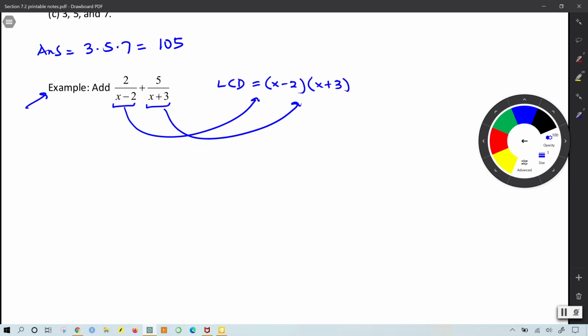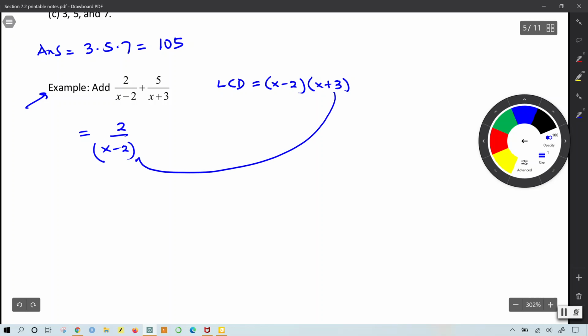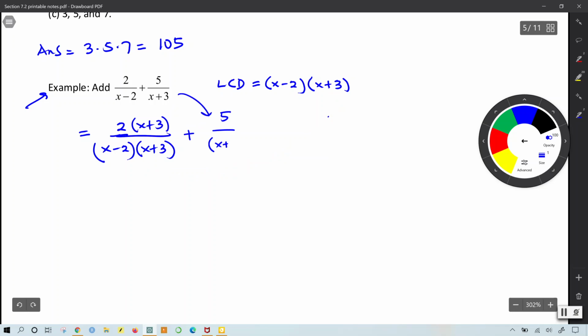In this case, we have to examine how each of the fractions will catch up. So you have 2 all over x minus 2. You agree that this needs an extra factor of x plus 3, both at the top and on the bottom, so that the bottom can catch up with the LCD. So we're done with the first fraction. Then, for the second fraction, 5 over x plus 3, for this to catch up with the LCD, it needs an extra element of x minus 2. So you have x minus 2.